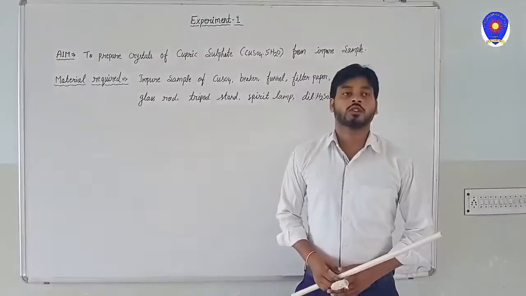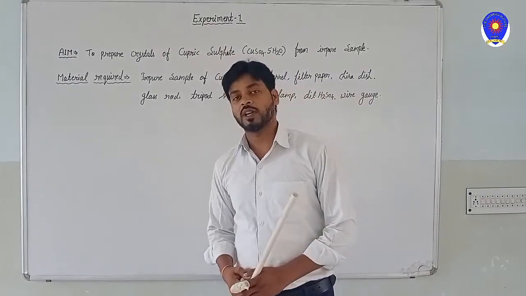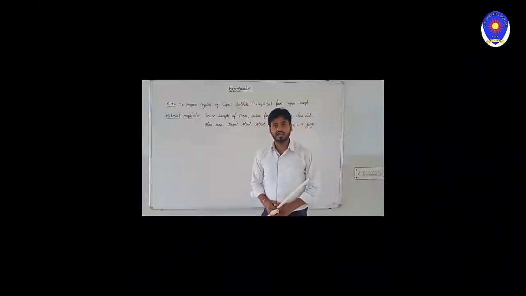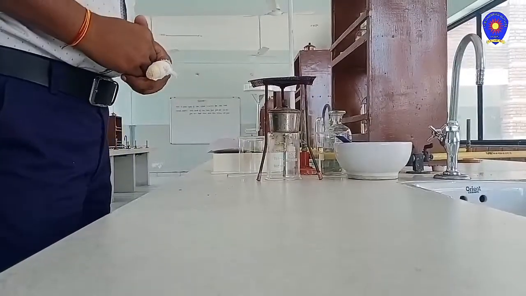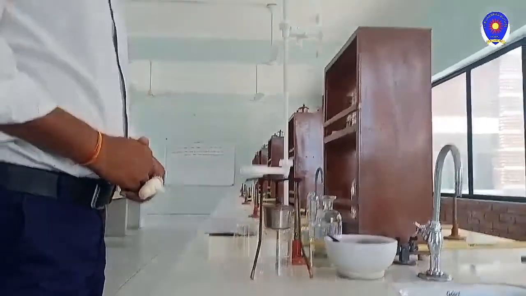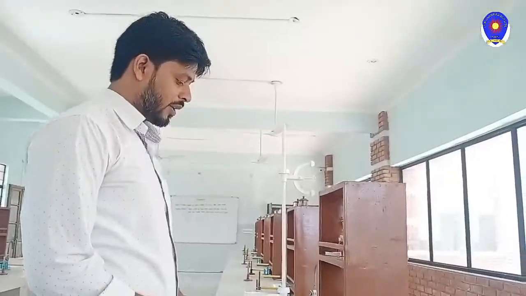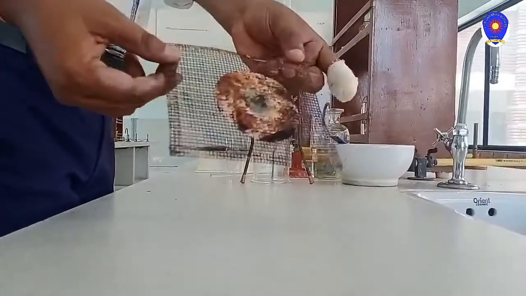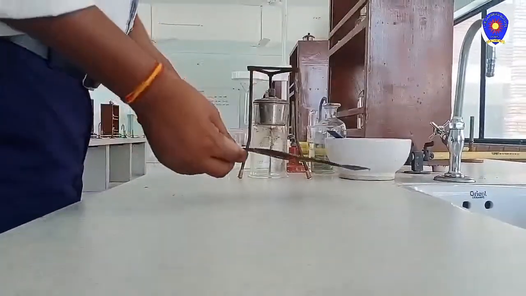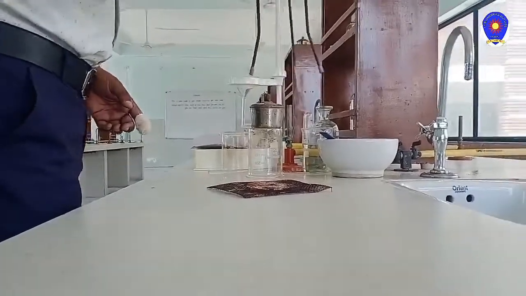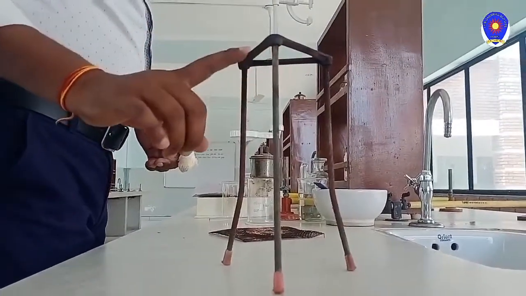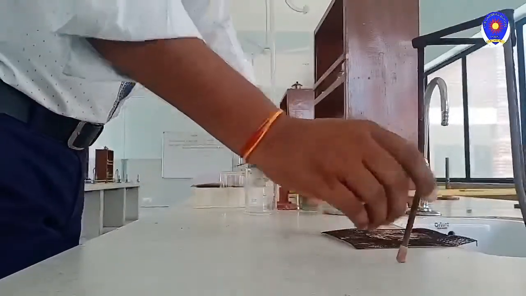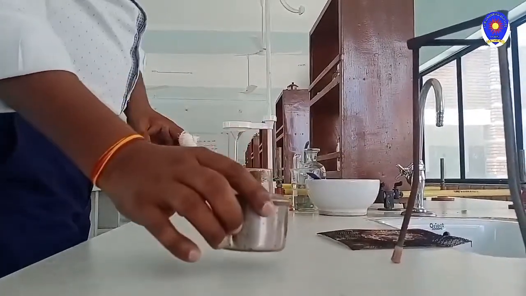Shortly I am going to show you this experiment so that you can better understand it. We are going to start the practical. I am going to show you all the materials required for this experiment, one by one. See, this is wire gauze. This is tripod stand. This is a spirit lamp.